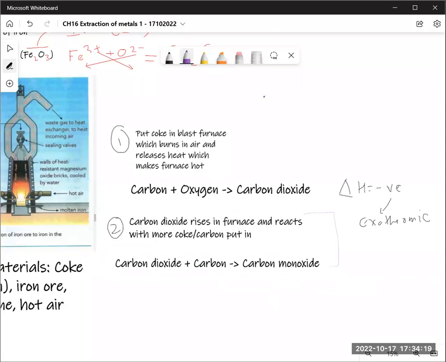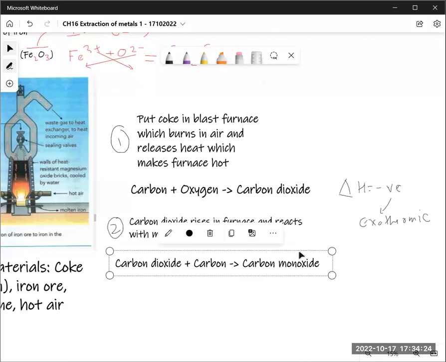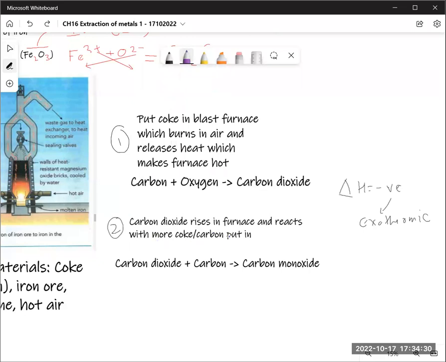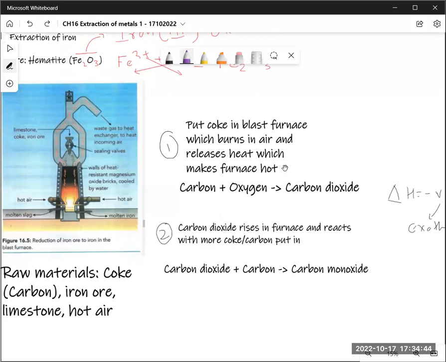Now, Diana, read the second point. Carbon dioxide rises in a furnace and reacts with more coke carbon put in. Coke is another word for carbon, right? It's just from coal, which is completely made up of carbon. So the word coke and carbon mean the same thing. So first, they put coke, and the carbon will burn with air and make carbon dioxide, which is a gas. I'll write the chemical equation here as well. C plus O2 gas, in this first step, will give us CO2 gas.